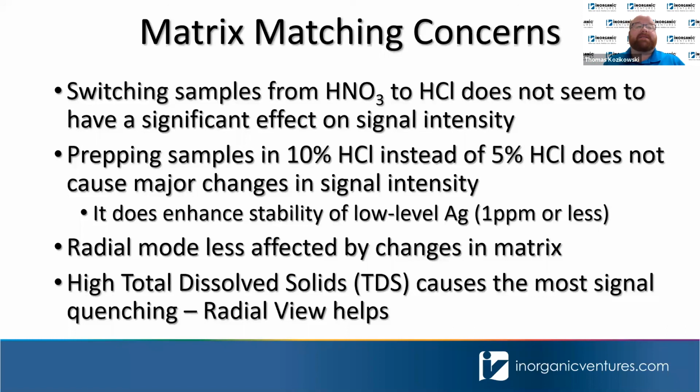That's really what causes the most signal quenching, and radial view helps with that. Sometimes you can't get around that because you have very high levels of maybe iron or something and low levels of some of the other transition metals. If you want to see the low levels, you can only dilute so much before you go below the LOQ, so that high iron will start to mess with your signal. And there's just nothing you can do to get around that.